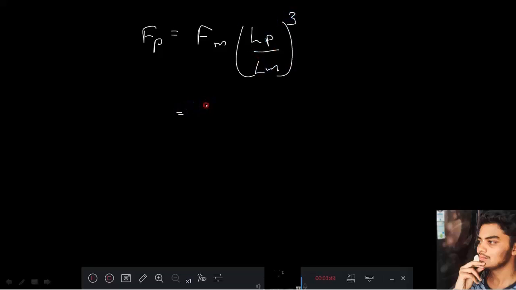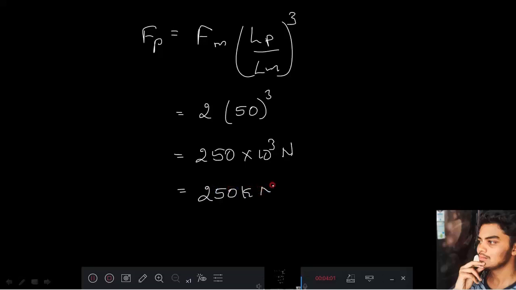Fm is 2 Newton and Lp by Lm is 50 whole cube. The answer comes out to be Fp equal to 250 into 10 to the power 3 Newton. It is Fp equal to 250 kilonewton.